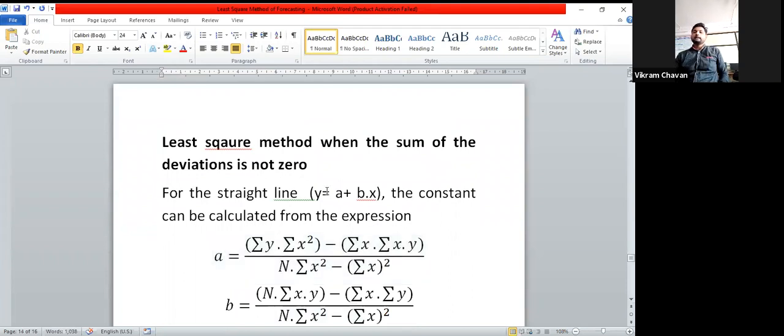Another type is when the deviation is not equal to 0. In the previous three problems, we made the deviation equal to 0 by considering the origin of the deviation at the middle of the series. But in some cases, where the population included or the data is not according to the sequence, we are unable to make the deviation equal to 0.